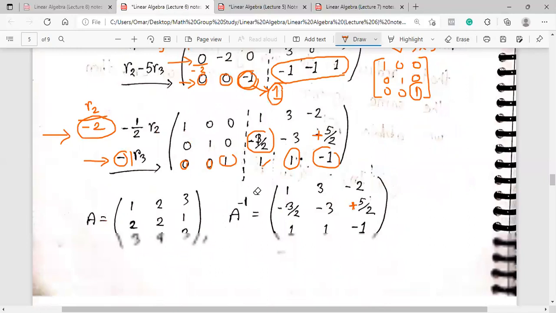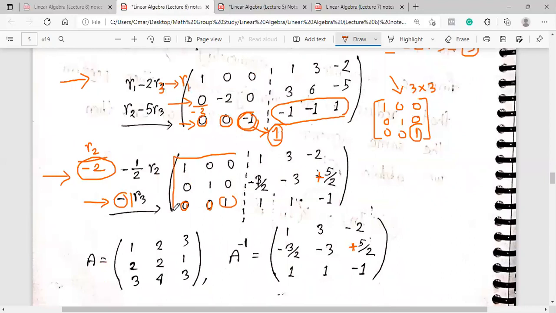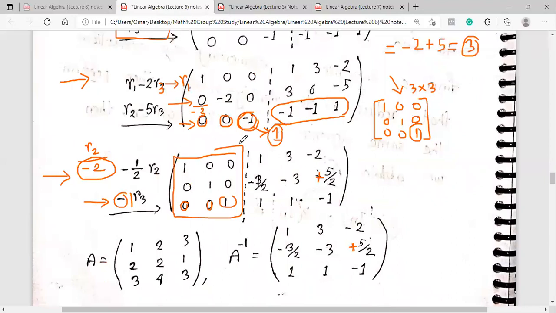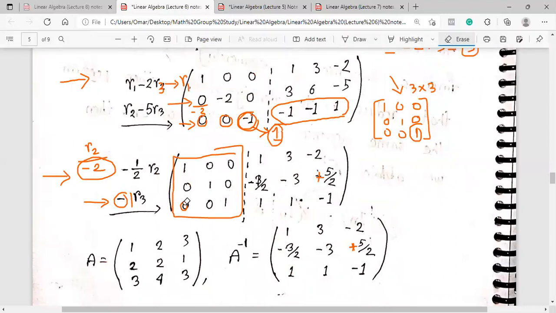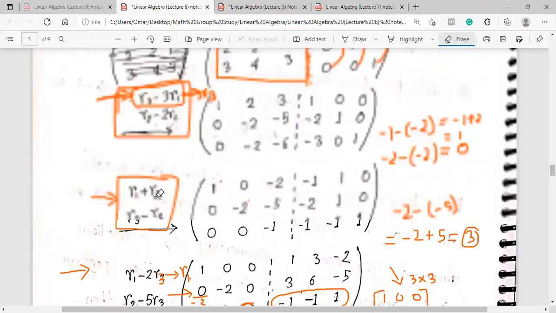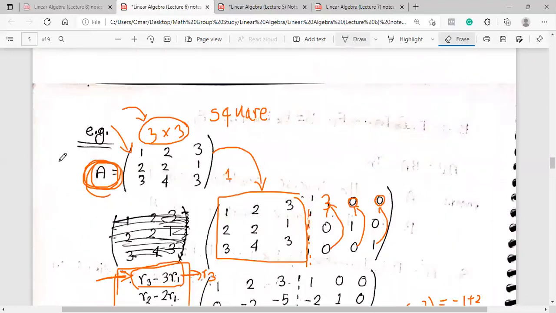So this way we converted our A matrix into some kind of identity matrix, right? You see here, we had a 3 by 3 matrix. So we converted this matrix to a 3 by 3 identity matrix.